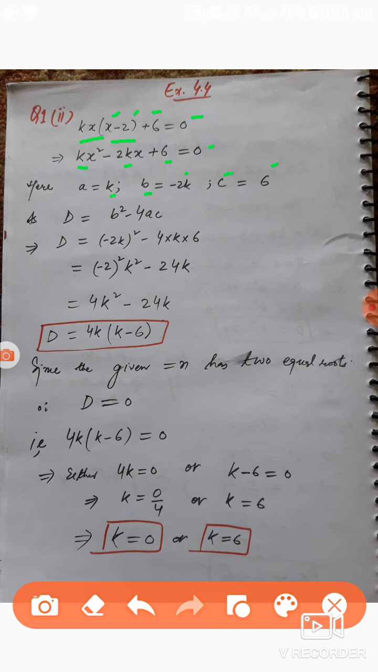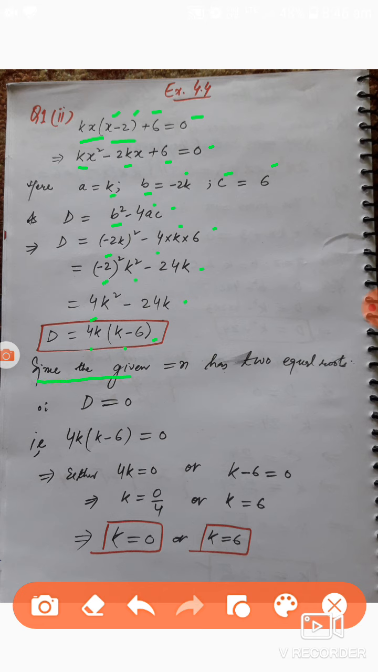We know that the discriminant is equal to b square minus 4ac. This will imply that instead of b we have minus 2k square minus 4 into k into 6. We will apply the square to the factor separately. That will imply minus 2 square into k square minus 24k, and we are left with 4k square minus 24k. Now 4k will be brought common and we are left with k minus 6. So we have two factors, that is 4k and k minus 6.